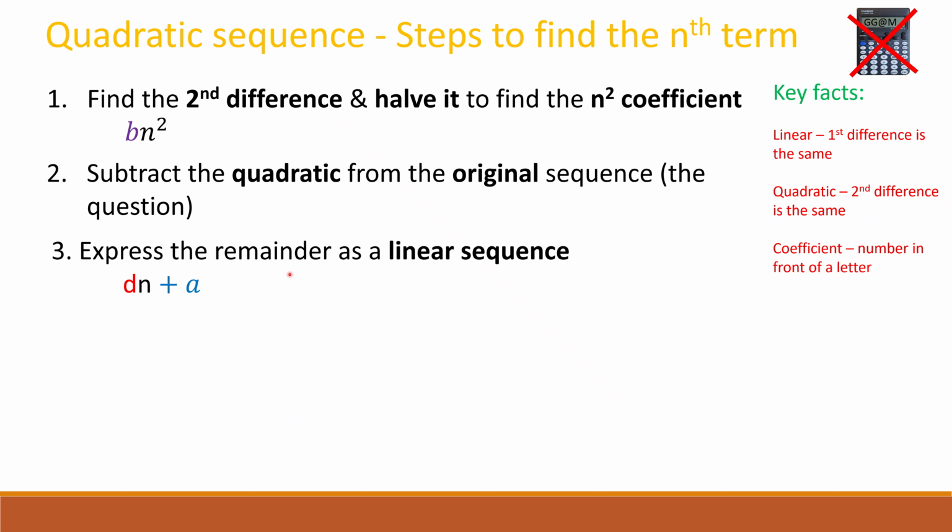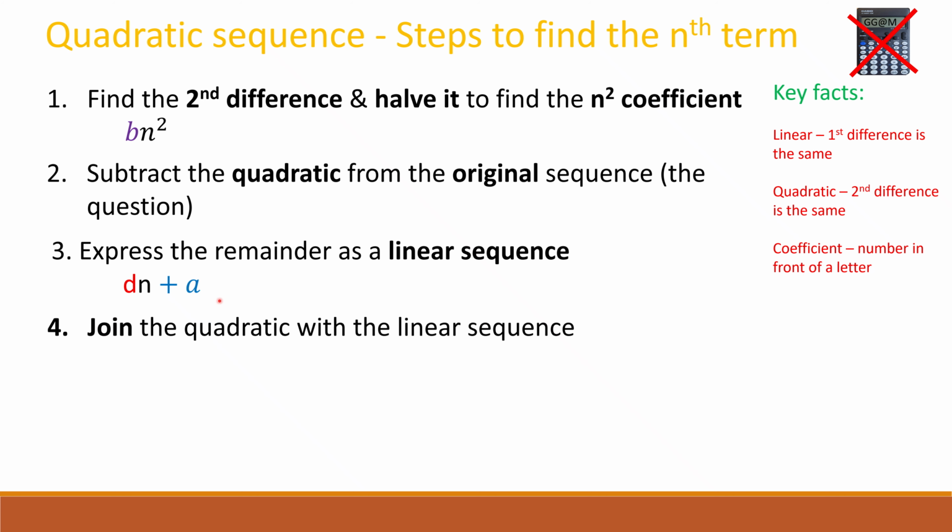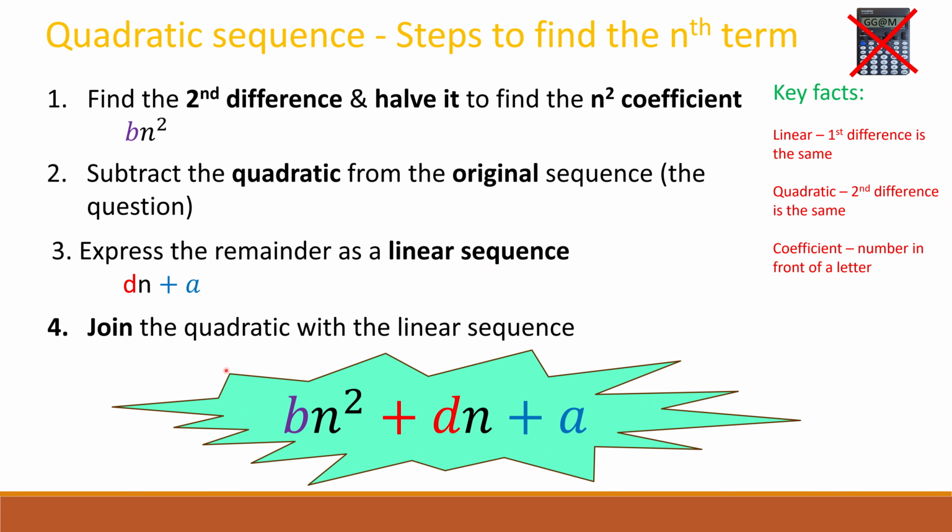Then the remainder that you get, or the answer, is going to be a linear sequence. So that is how we work out the nth term of a linear sequence that we did earlier. You've got to work out this linear sequence on the end, and then combine them together to get your quadratic in the form bn squared plus dn plus a. So this is the quadratic part, which you find by the second differences.